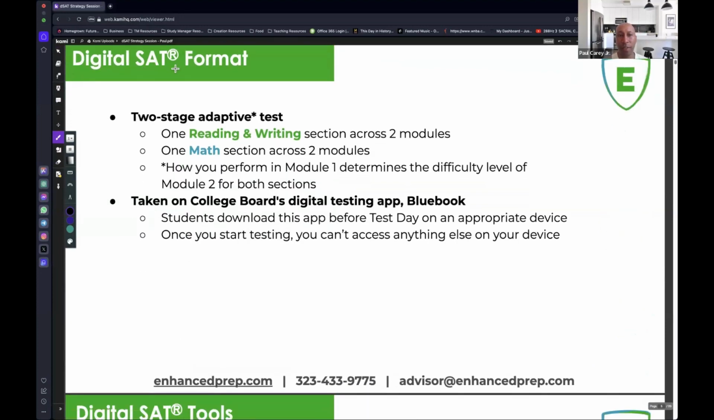As far as the digital SAT format, there are two sections. There's the reading and writing section, which has two different modules to it.